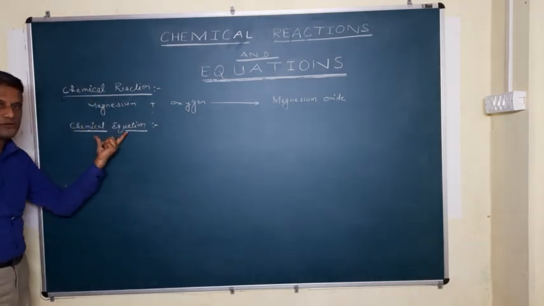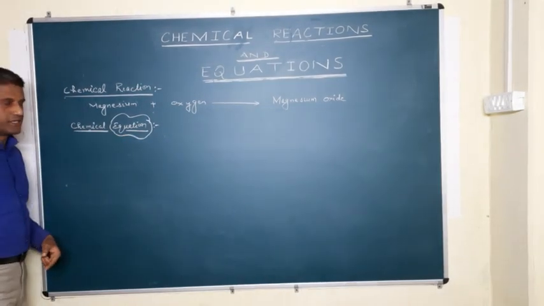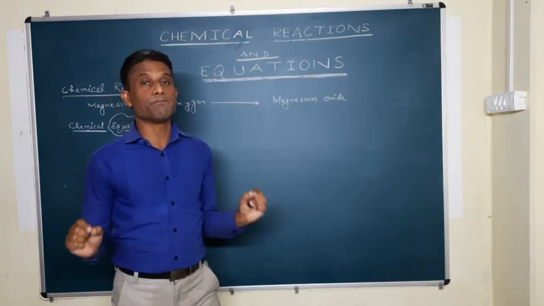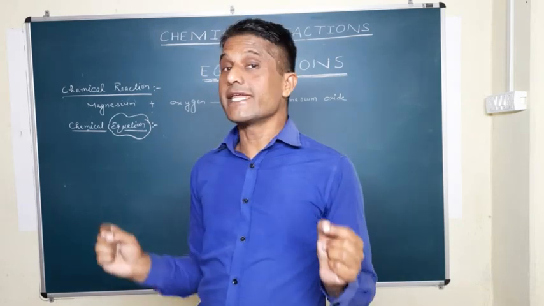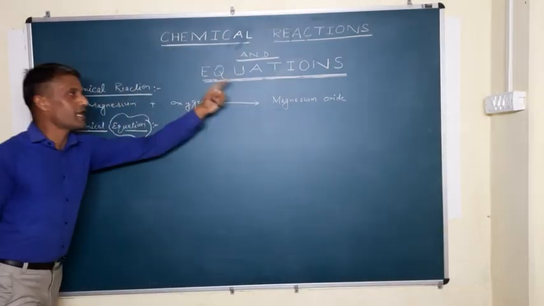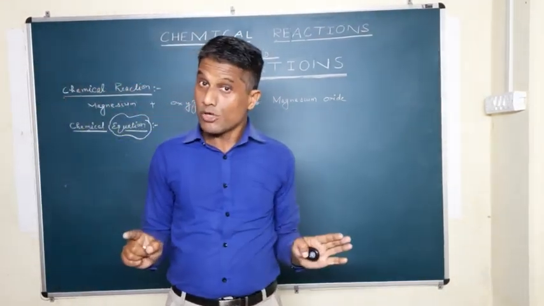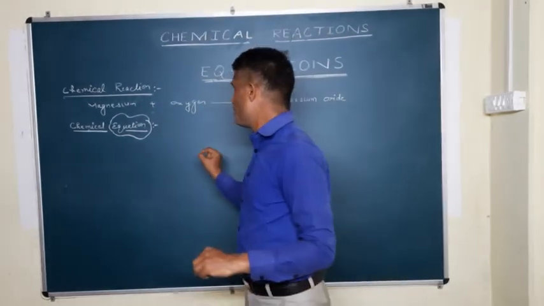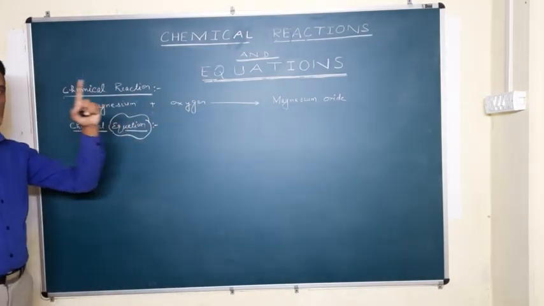So what is a chemical equation? As the name suggests, it is an equation. Chemical equation is a symbolic representation. In other words, you can say it is an equation in which the reactants as well as the products are represented by their chemical formulae or atomic symbols. Whatever may be the case, chemical formulae or atomic symbols, that kind of symbolic representation is known as the chemical equation.